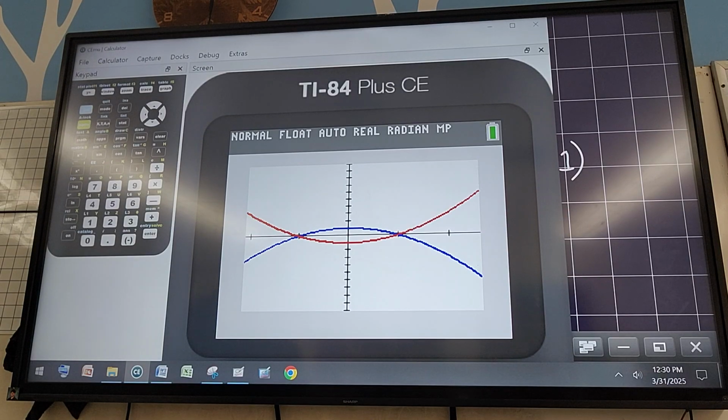So I think that might actually be clearer as to what's happening right here.